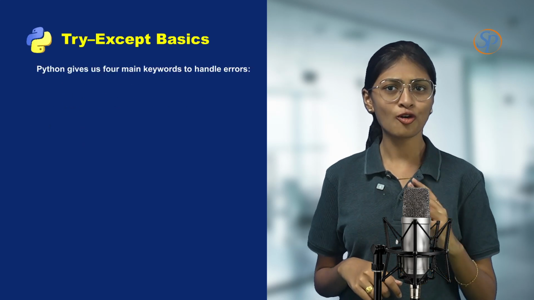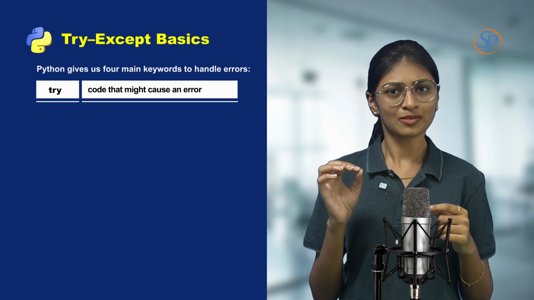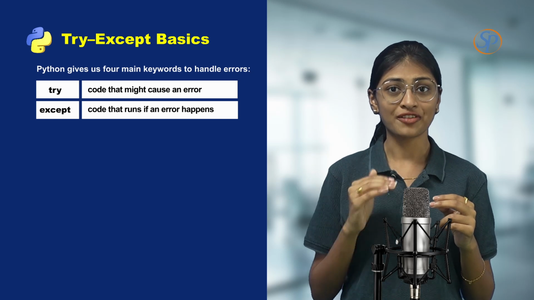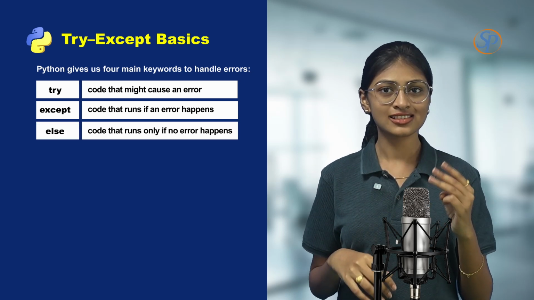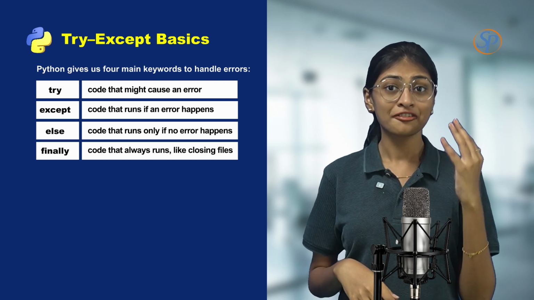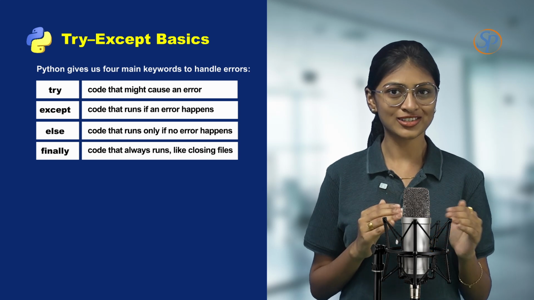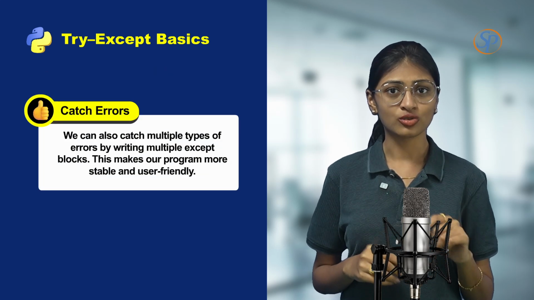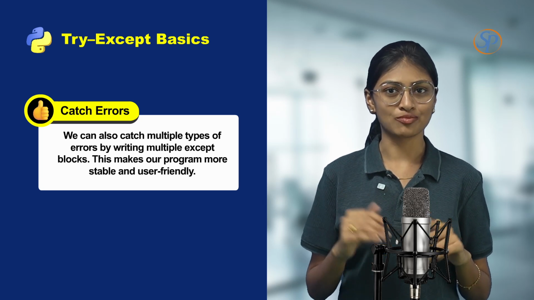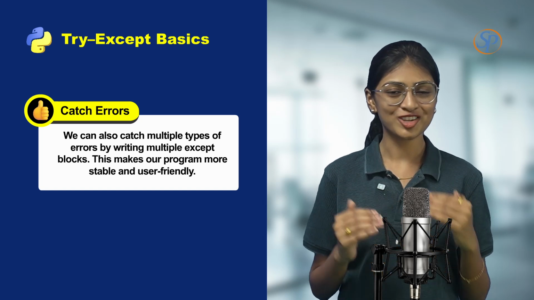Python gives us 4 main keywords to handle errors. Try, code that might cause an error. Except, code that runs if an error happens. Else, code that runs only when no error happens. Finally, code that always runs. Example, closing files. We can also catch multiple types of errors by writing multiple except blocks. This makes our program stable and more user-friendly.